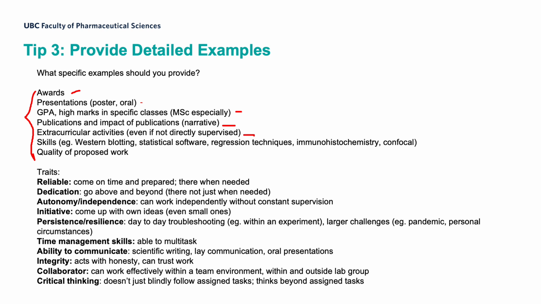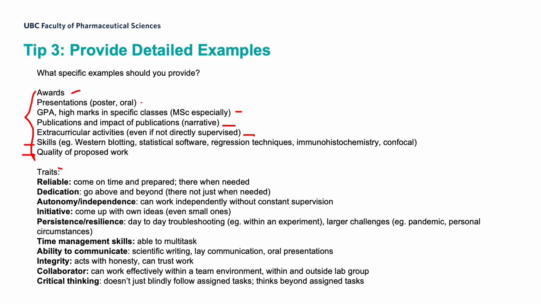I also recommend including extracurricular activities, even if these were not directly supervised by your reference. For example, I provide many reference letters for my trainees, but I only supervise them in terms of their research project. I don't supervise their extracurricular activities, but it's still perfectly valid for me to comment on some of those activities. And then also to comment on skills, and lastly, the quality of the proposed work, so a bit of a narrative of why the thesis work is important.